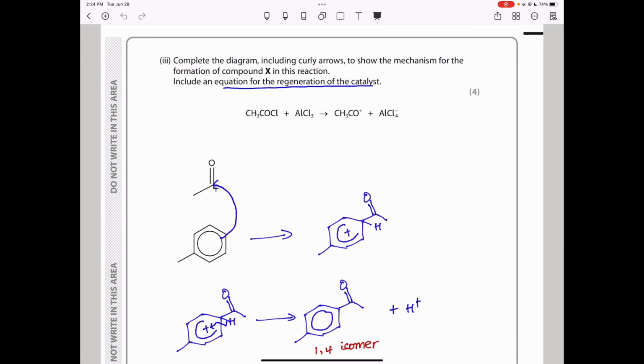Let me continue to complete the diagram, including curly arrows to show the mechanism for the formation of compound X in this reaction. They say include an equation for the regeneration of the catalyst. So here they've given us the equation for the formation of the electrophile. Again, this is ethanoyl chloride reacting with a halogen carrier, or the catalyst, producing the electrophile.